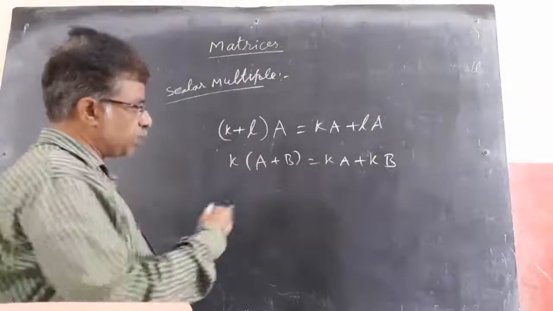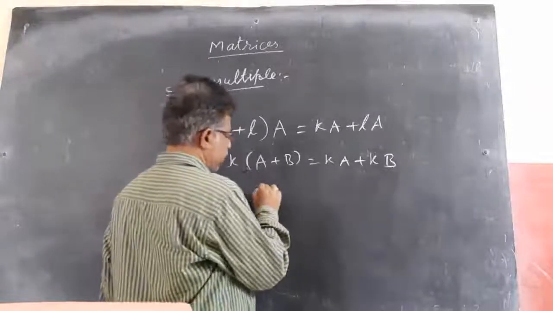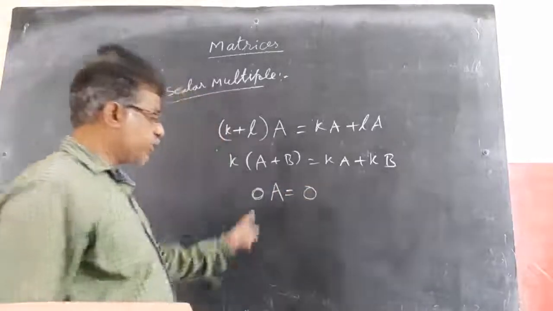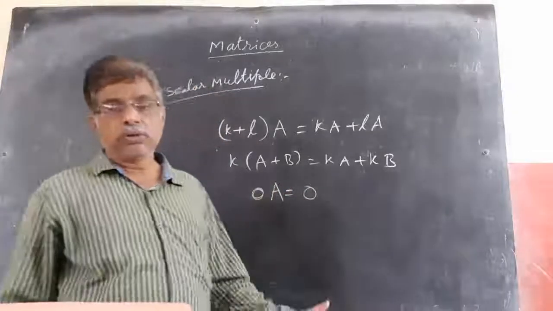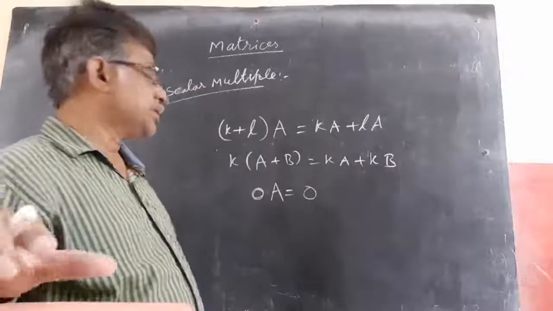Next, 0 into A is always equal to 0. If I am taking the scalar as 0, 0 into A is 0 because every element is to be multiplied with 0. So it automatically becomes a null matrix. So 0 into A equals 0.